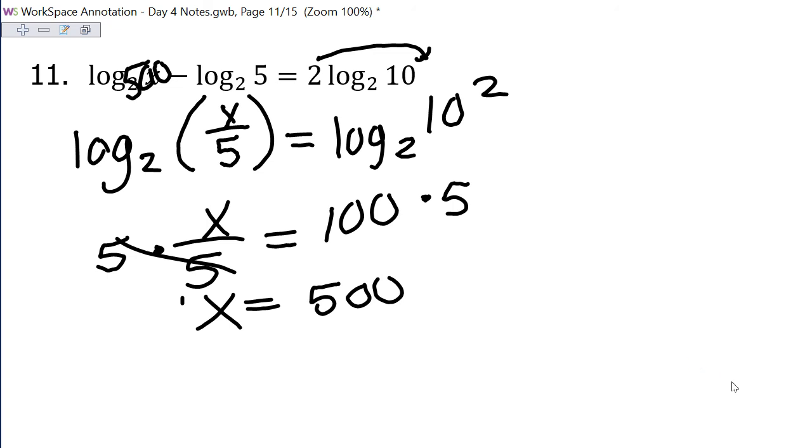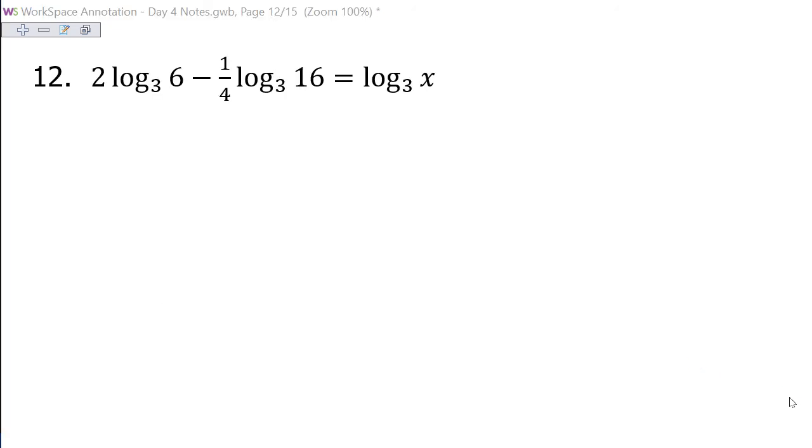Okay, number 12. Number 12, we have 2 log base 3 of 6 minus 1/4 log base 3 of 16 equals log base 3 of x. I want you to do number 12.